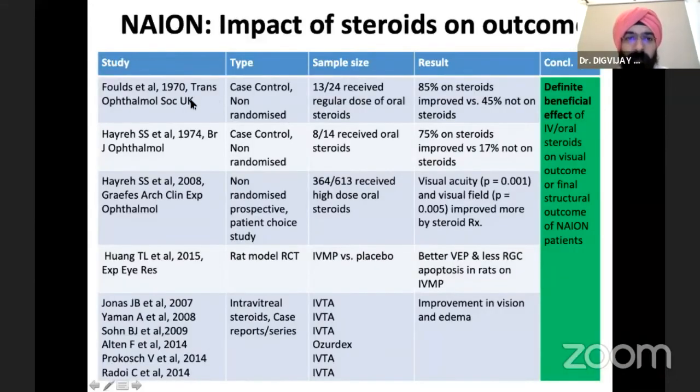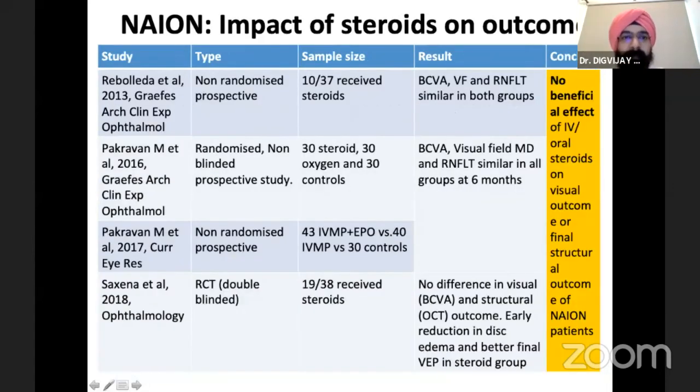On the outcome, there have been various studies which have looked at steroids, as far back as the 1970s by Foulds et al. And a big proponent of the steroids has been Dr. Hayreh, S.S. Hayreh et al. And his studies, including a patient choice study in the past, has found significant benefit based on steroids. But I'm not going to go into the details of these, but these are easily available. And you can see just by this table how many studies there have been.